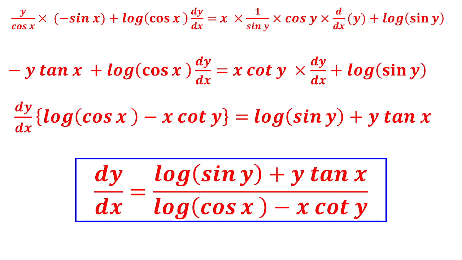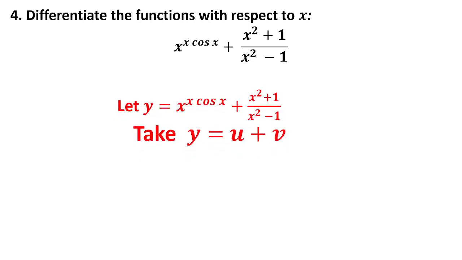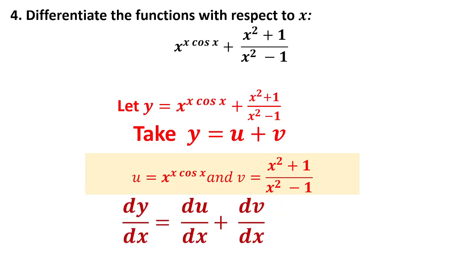Well, okay, now differentiate functions with respect to x once again. It is x power x cos x plus x square plus 1 by x square minus 1. Here be careful, we cannot take logarithm on both sides because there is no formula for log of m plus n. How to tackle it? You keep the first function as u, take the second function as v. Write it as u plus v. When you differentiate it, you will get du by dx plus dv by dx. The meaning is differentiate the first one separately, differentiate the second one separately and add them.